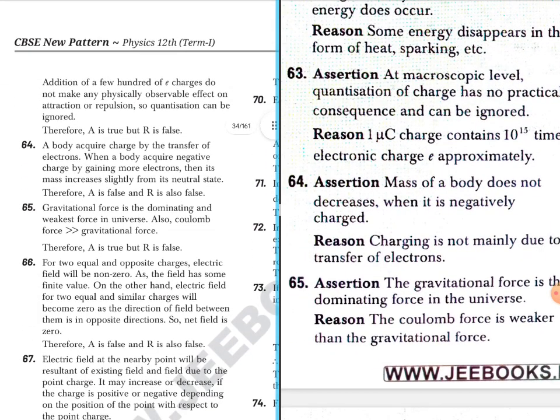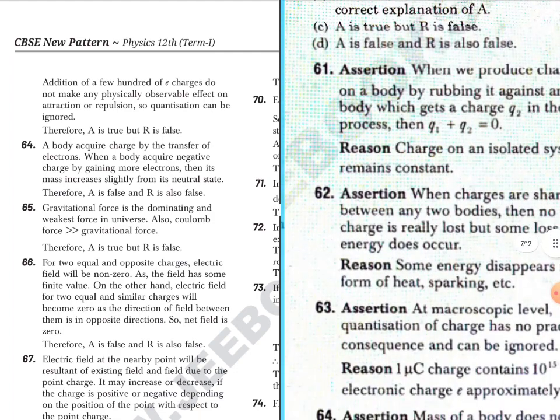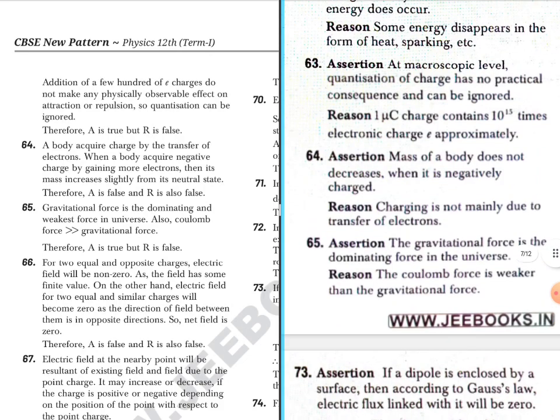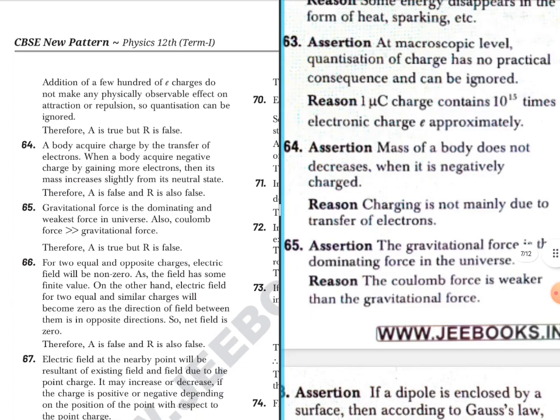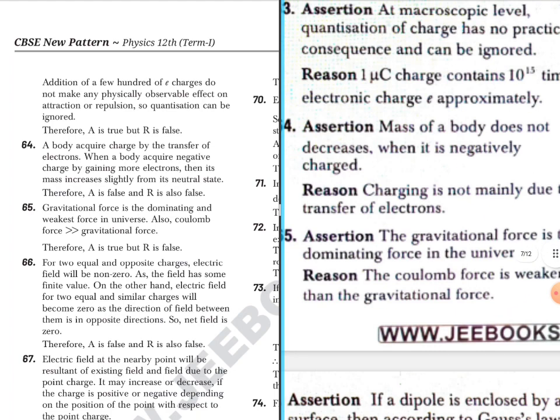64th. The mass of the body does not increase when negatively charged. It increases. A slight increase in mass is there. That's what we learnt. Okay, 64th question once again. A mass of the body does not... Oh, it increases. So therefore it's false. And when negatively charged, it increases by 9.1 into 10 to the power minus 31 kg. Charge is not mainly due to transfer of electrons? It's mainly due to transfer of electrons. So that is again false.